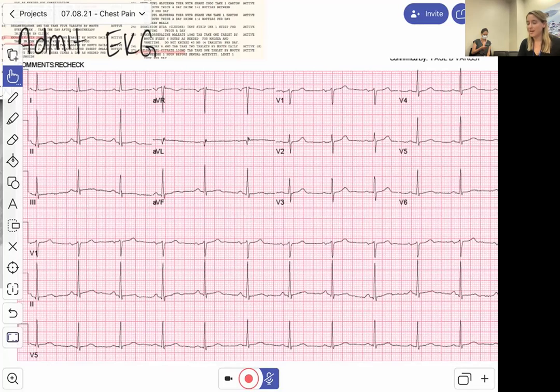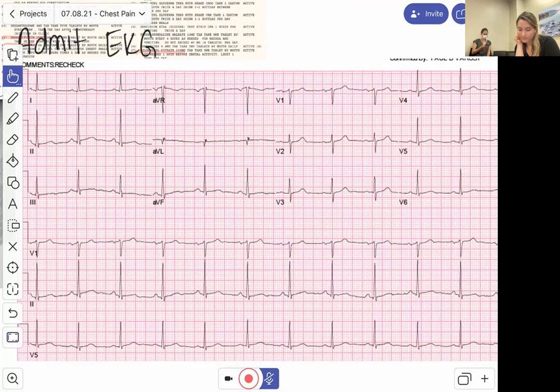Okay, anybody want to take a chance at interpreting this EKG? His labs are pending. I'll give you a little bit more history in just a minute. The rates are around 70. Great. The P waves are there. Looks like normal sinus rhythm to me. He has a normal axis, I think, positive in I and aVF.